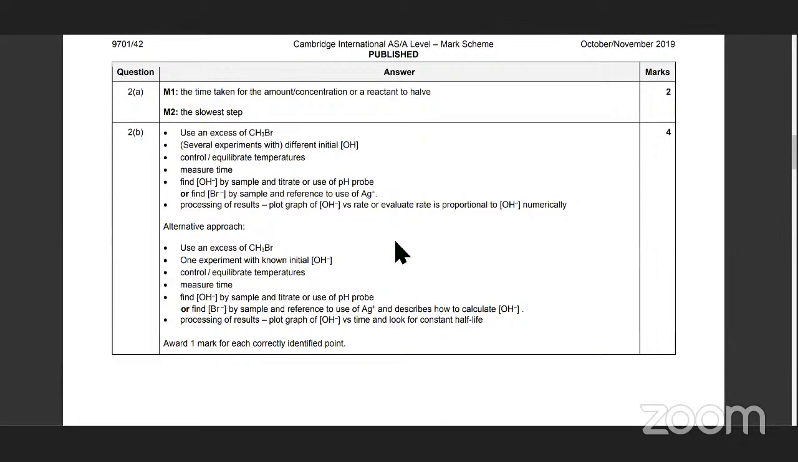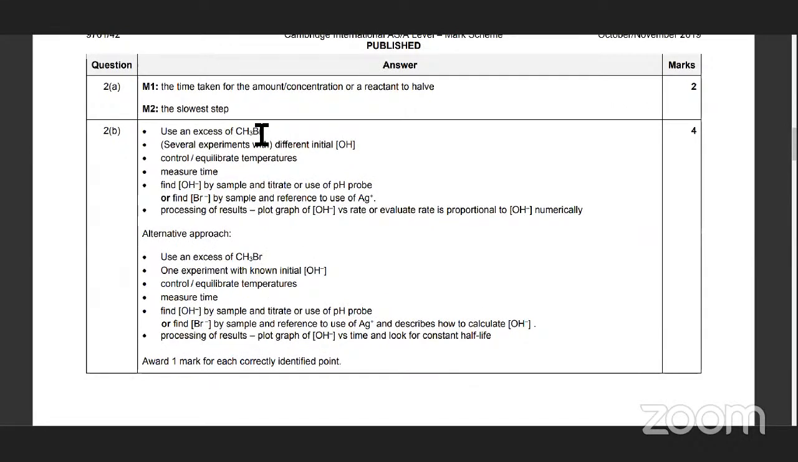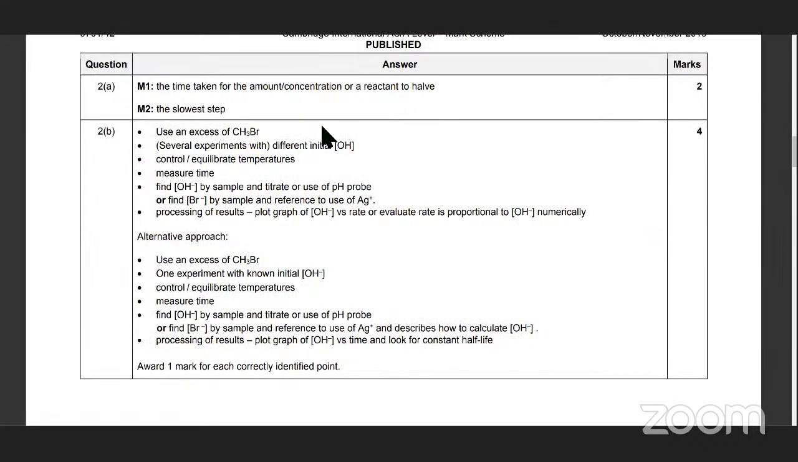अच्छा, ये उसने किया हुआ है. Excess of CH3Br, that's 1 mark. Several experiments. You can either do several experiments. We didn't do several. Alternative approach. We're doing this one. We did one experiment with a known initial OH ion concentration. Control variables रखने थे कि temperature etc. ठीक है. And we measure time. We plot the OH ion concentration with respect to time.